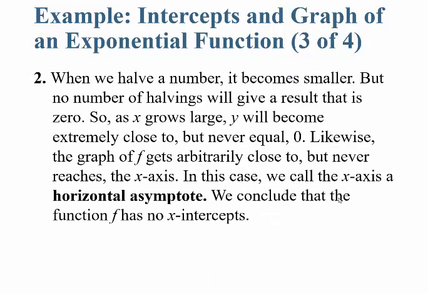So what you're seeing here is that when we halve a value, it becomes smaller, but no number of halvings will give a result that is equal to 0. So as x grows large, y will become extremely close to, but never equal to, 0. Likewise, the graph of f gets arbitrarily close, but never reaches the x-axis. In this case, we call the x-axis a horizontal asymptote. So we conclude that the function f has no x-intercept.